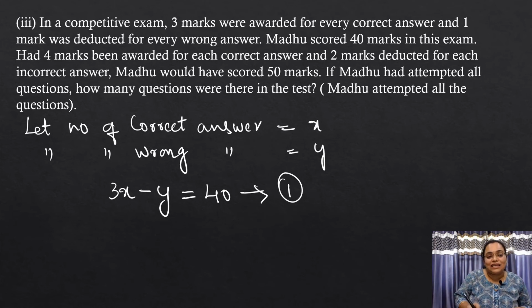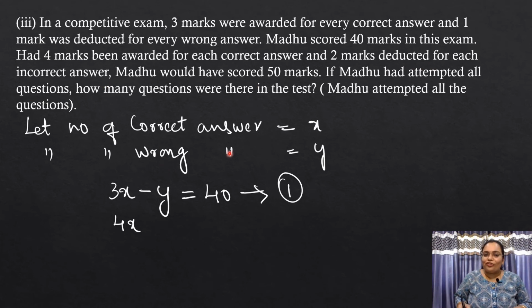Let us see the next equation. Had 4 marks been awarded for each correct answer and 2 marks deducted for each incorrect answer, Madhu would have scored 50 marks. See, 4 marks been awarded for each correct answer. The correct answer is x, right? So 4 into correct answer is 4x, and 2 marks deducted for each incorrect answer.